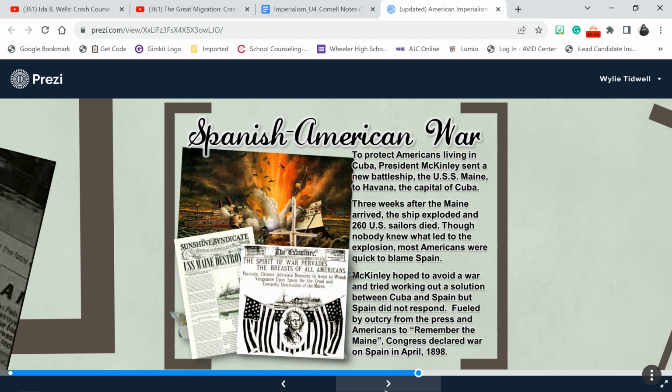So McKinley hoped to avoid the war, quote unquote, and try to work out a solution between Cuba and Spain. But Spain did not want to respond because guess what? Why am I going to give up my territory? Why would you do that, right? It's not going to happen. So this only made things worse. So then that's when people started saying, remember the Maine, and Congress declared war on Spain in April of 1898.